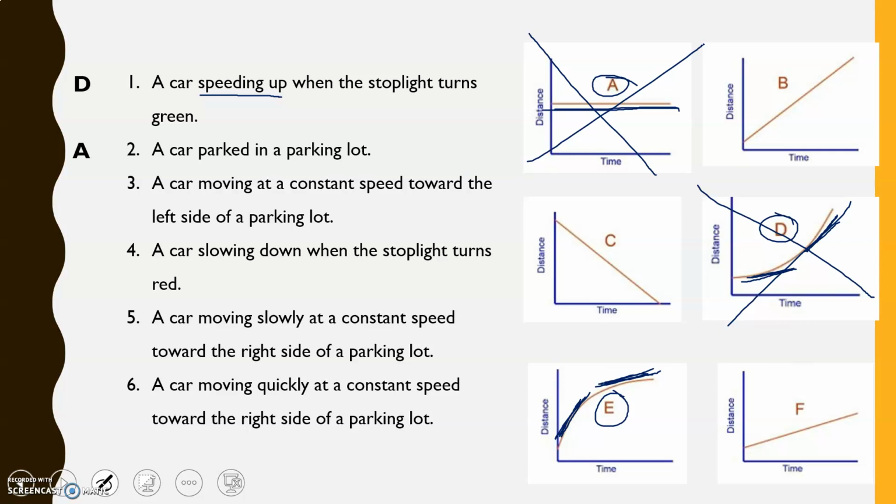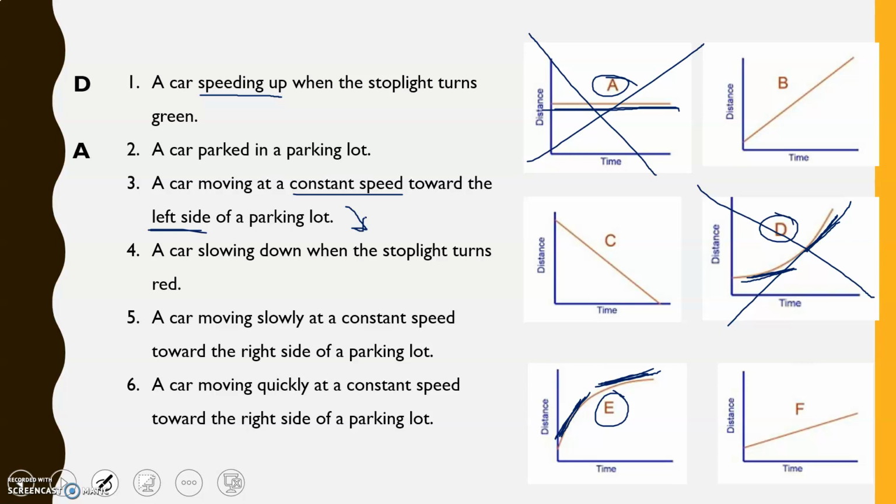All right, number 3, a car moving at a constant speed. So it's moving, but now at a constant speed. Constant speed, you should be thinking straight line. Toward the left side of the parking lot. All right, so we've been talking about right and left, north and south, up and down. So when we think about left, what kind of slope should you be thinking about? Right, it should be some sort of negative slope if we're talking about moving towards the left side of the parking lot. So left, negative. And it's also a constant speed, so it's some sort of straight line.